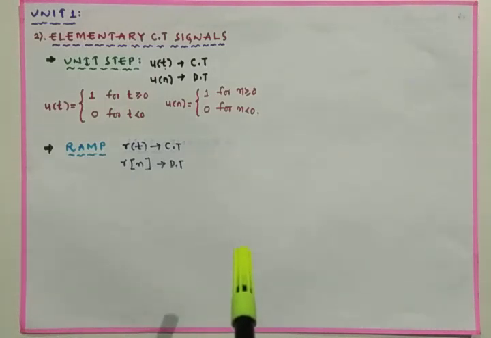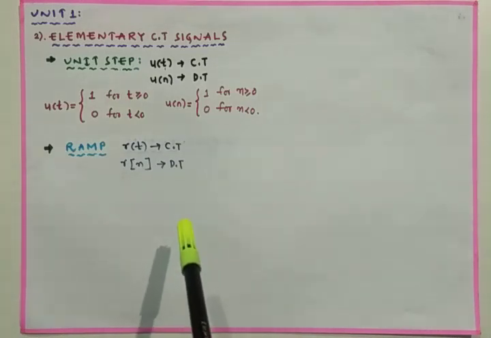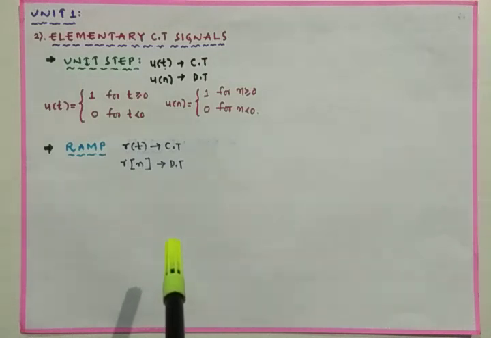This type of signal is named the unit ramp signal, and the unit ramp signal can be defined in continuous time as well as discrete time. In case of continuous time, it is denoted with r of t. In case of discrete time, it is denoted with r of n. So I am going to represent this ramp signal using the mathematical representation.